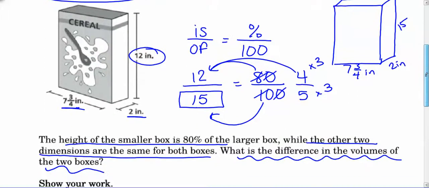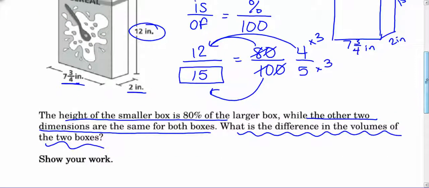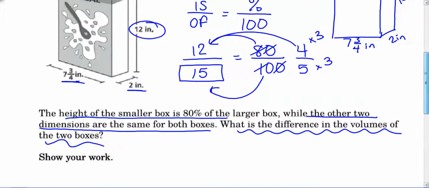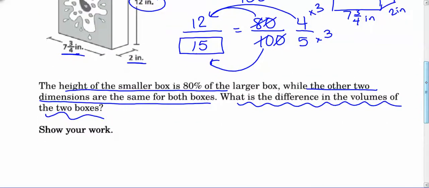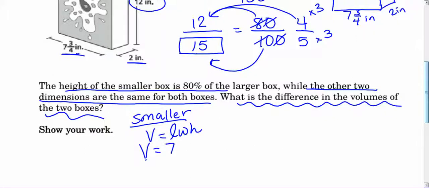So I'm going to scroll down just for some space here. Okay, so I know the volume formula. First of all, I'm doing this for the smaller box. The volume formula is length times width times height. So you're just going to plug in 7 3/4 times 2 times a height of 12. We have to do that for the smaller box. We need to do the same thing for the larger box.